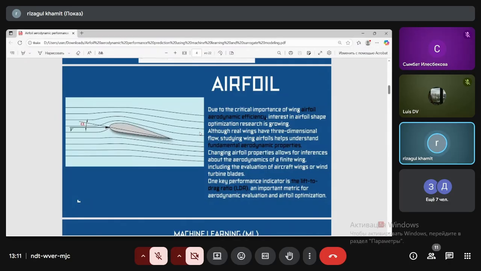Changing airfoil properties allows for inferences about the aerodynamics of a finite wing, including the evaluation of aircraft wings or wind turbine blades. One key performance indicator is the lift to drag ratio, or LDR. It's an important metric for aerodynamic evaluation and airfoil optimization.